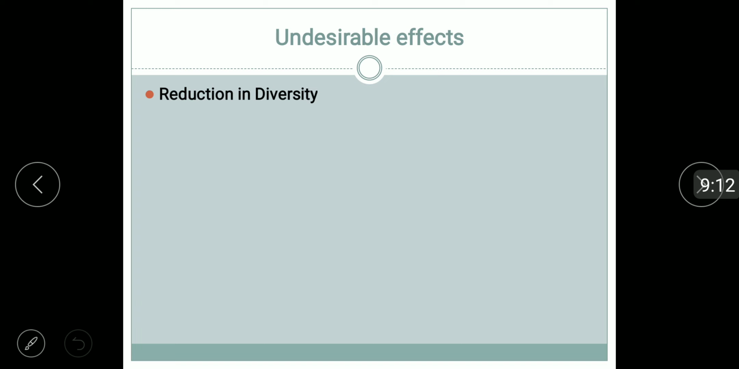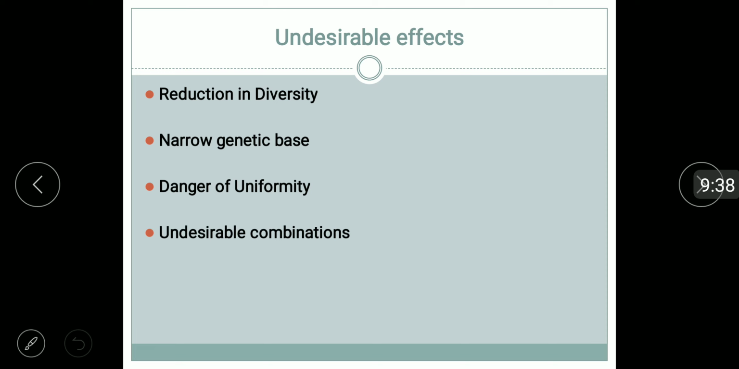Undesirable: reduced diversity. If synchronous maturity and all those things happen, we are going to search for only one of the best traits, best lines. There will be a reduction of diversity. Why is that? Many pests may attack. If one pest or disease attacks, the whole population will be destroyed. Narrow genetic base, as I said. Danger of uniformity, as I said.